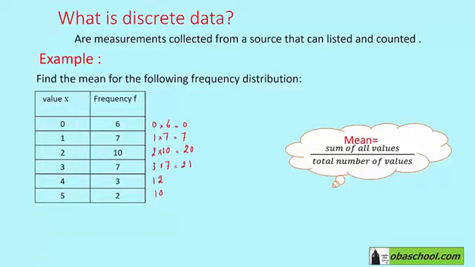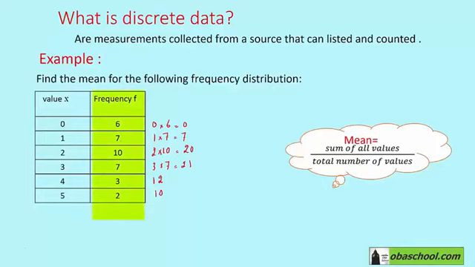So, take a look. Now you have the sums of the values. All you have to do is add those numbers: the 7, the 20, the 21, the 12, the 10. You add those and you get the sum of the values.